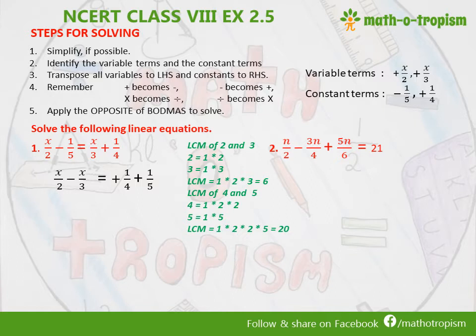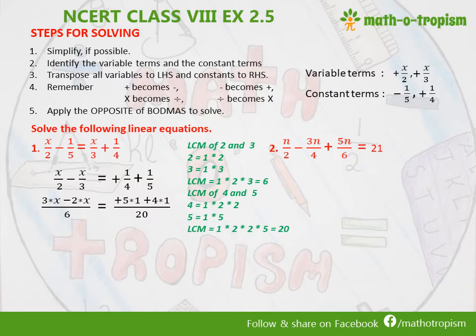Similarly, we'll take the LCM of 4 and 5. So 4 is 1 into 2 into 2 and 5 is 1 into 5. Here 1 again is the common factor. We'll write it once, and 2 into 2 and 5 we will write once. So this becomes 20. Now we will write with the LCM, making the denominators the same. So it becomes 3 into x minus 2 into x by 6 is equal to plus 5 into 1 plus 4 into 1 divided by 20.